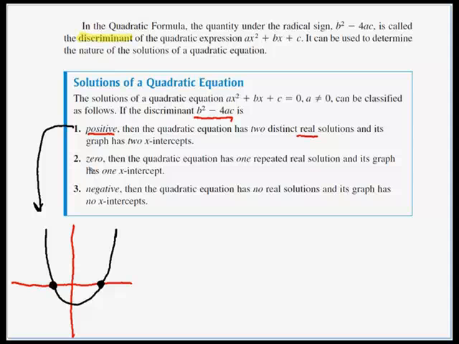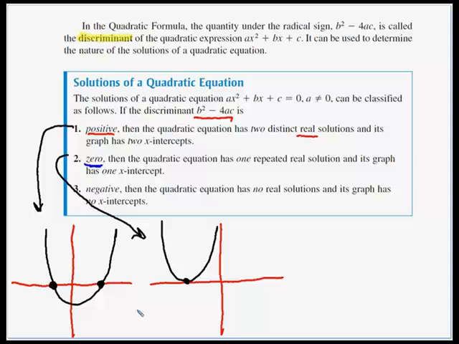We might have the discriminant exactly equal to 0. If this is the case, then the quadratic equation has one repeated real solution, and its graph has one x-intercept. And you might be thinking, how in the heck would a parabola only intersect the x-axis once? Well, it's going to do it just by coming down and just hitting it and bouncing back up. So this parabola hit at only one spot. That is our one real solution for a 0 discriminant.